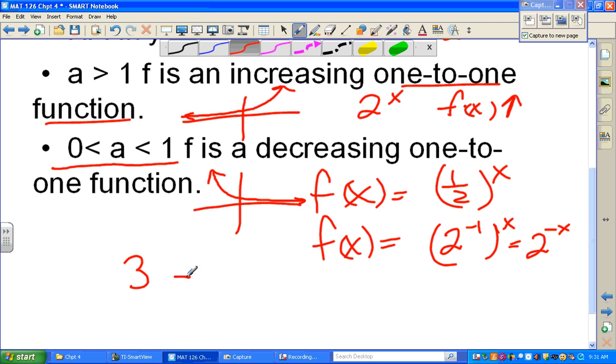How is 3 written to equal 1/3? 3 to what power? Negative. 3 to the negative 1 equals 1/3, doesn't it? You have it on your calculators. We'll get to that in just a moment. So, that was interesting. I like that.